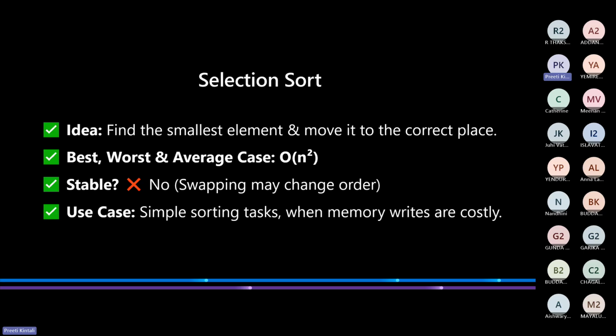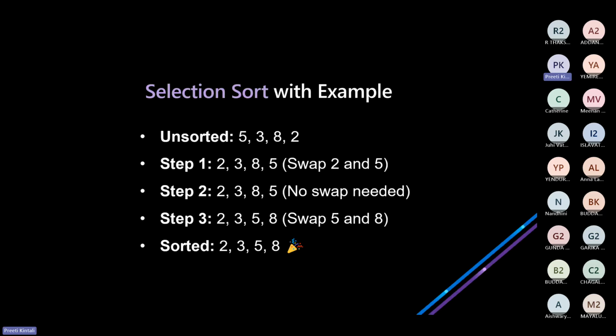Now, let me show you how the selection sort works with the same example. So here it is, 5382. What we are going to do? From starting till the end, what is the smallest element? 2. So I'm going to swap 5 and 2. So I've got 2385. Now in 385, what is the smallest element? That is 3. So 3 is in the same position, so we won't swap anything.